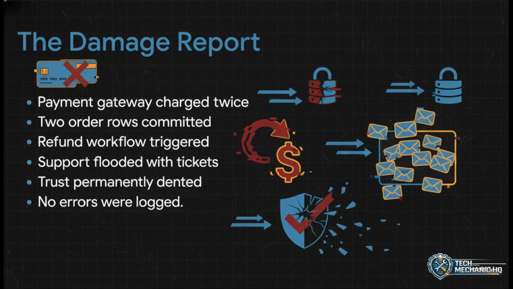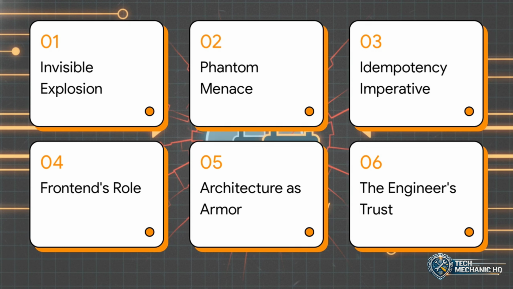But the absolute scariest part? Look at that last bullet point. No errors were logged. As far as the system was concerned, it had just successfully processed two completely separate orders. Everything worked perfectly. So in this explainer, we're going to dissect this failure completely. We'll look at the initial damage, we'll figure out why all the common fixes are basically useless, and then we'll uncover the only real architectural solution. And finally, we'll redefine the roles of our front end and back end to build a system that's truly resilient to the absolute chaos of the real world.